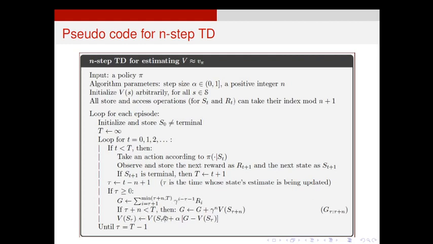Then if tau plus n less than T, then G is updated with G plus gamma raised to n V of S tau plus n. This n-step update is iterative. V of S tau is equal to V of S tau plus alpha into the n-step return G minus V of S tau, until tau is equal to T minus 1, because we start from 0, the terminal state is at capital T, so the last non-terminal state is T minus 1. The corresponding time step is equal to T minus 1.